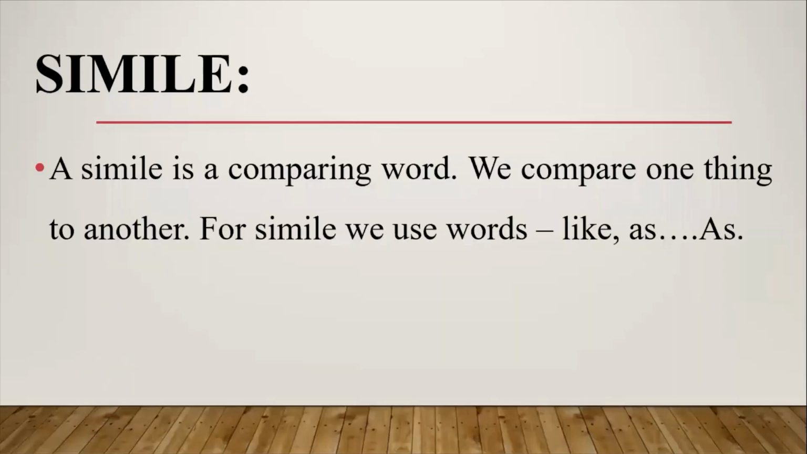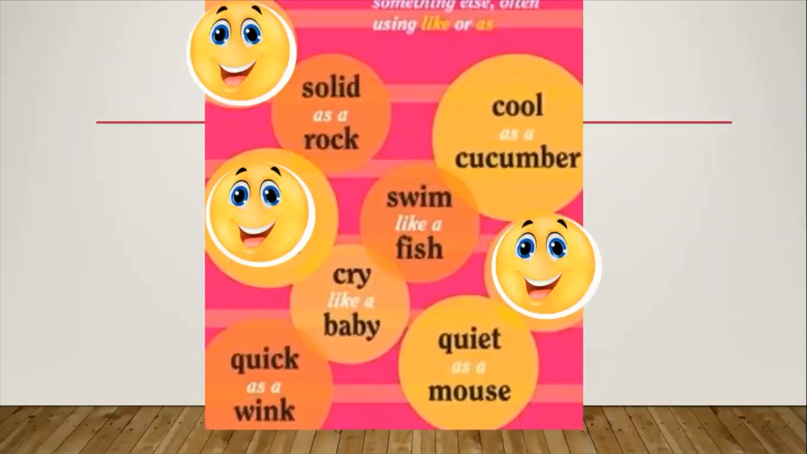Okay. Now, I'll tell you the definition again. A simile is a comparing word. As we saw in many examples, you're comparing one person to the other thing. We compare one thing to another. For example, for simile, we use words like and as dash as. So these are the words we use for simile. So it's easy to understand the similes.